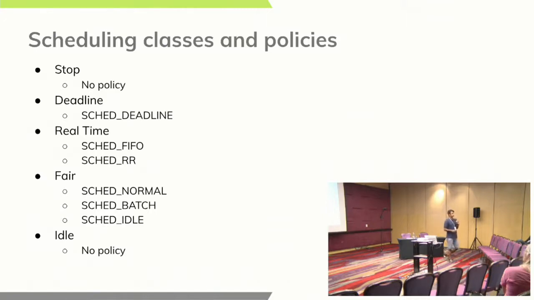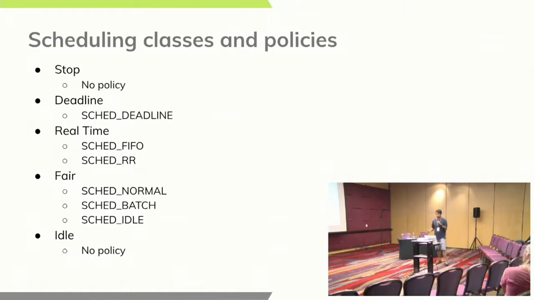FIFO and round robin. In FIFO, a task which is queued first gets a chance to run until it finishes or until it gives the CPU away, for example, when it sleeps or waits for an interrupt or something else. In round robin, we give a time slice of 5 milliseconds to 100 milliseconds. I think it is 100. 5 milliseconds is the default value. So after every 5 milliseconds, the next task from this round robin linked list will be picked by the RT scheduler to run.